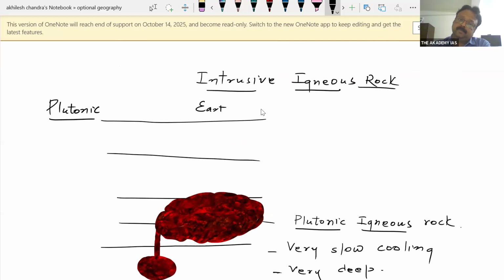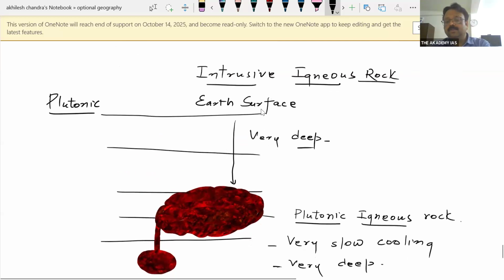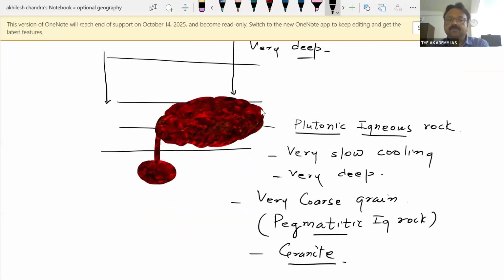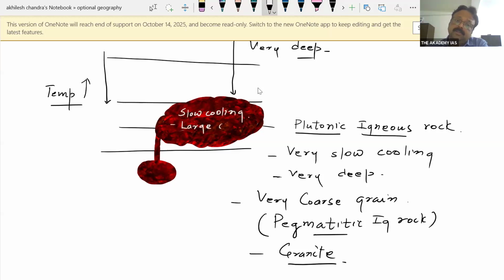Here it is earth surface. And they are solidified beneath the earth surface very deep. Okay, so very deep. So slow rate of cooling, क्योंकि अंदर जाते हैं आप बच्चे, आपने अर्थ इंटीरियर में देखा था, as we move inside, temperature is increasing. That's why यहाँ पे जो मैग्मा सॉलिडिफाई होगा, जाहिर सी बात है वो कैसा होगा? Here it is very slow cooling of magma, and very large crystals are formed, and hence which type of rock? Very coarse grain, that is pegmatitic igneous rock. Is it okay?